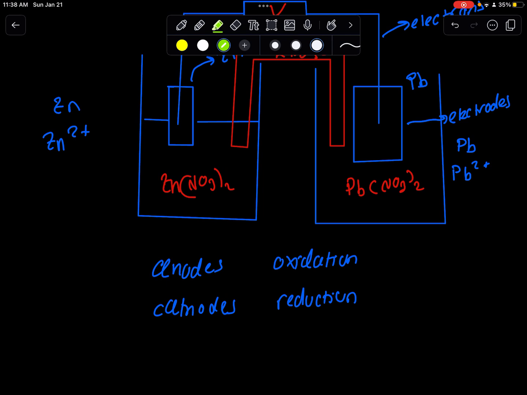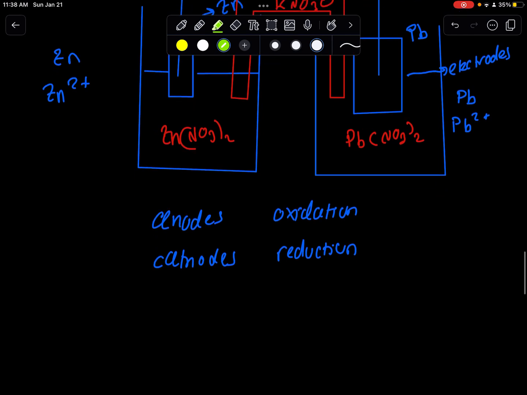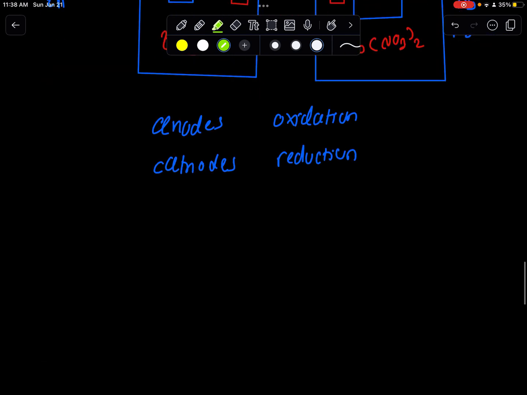Now, what we have to consider is, what does the reduction potential tell us? Maybe you can answer this one. Well, the reduction potential tells us a very specific kind of information. It tells us if the reduction reaction is spontaneous or non-spontaneous.